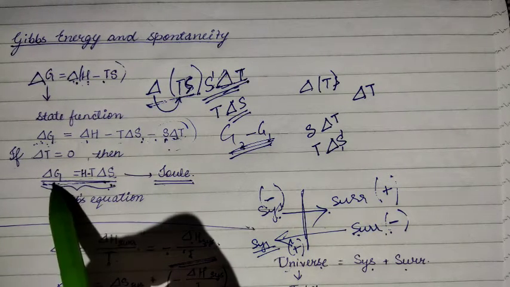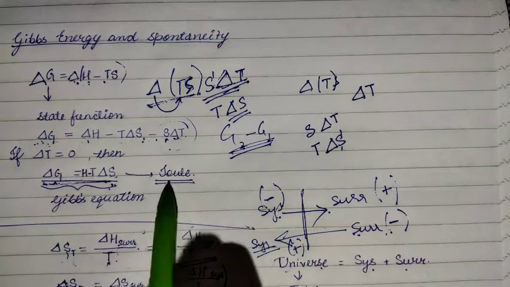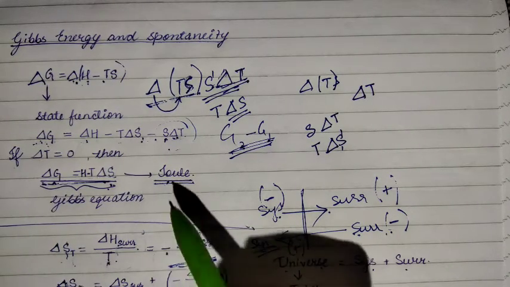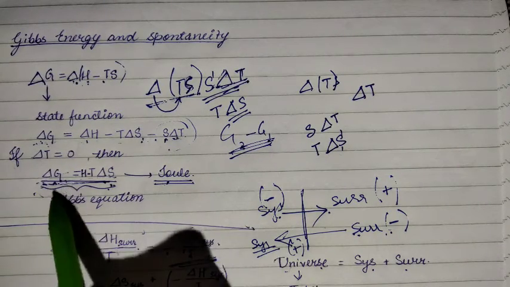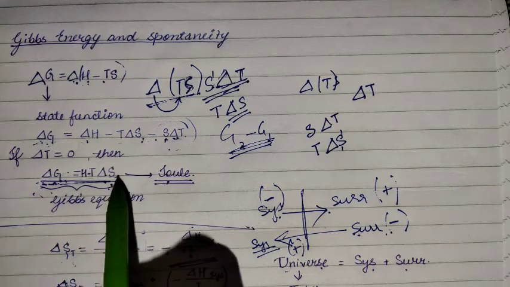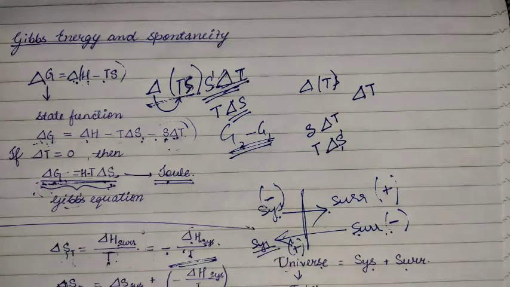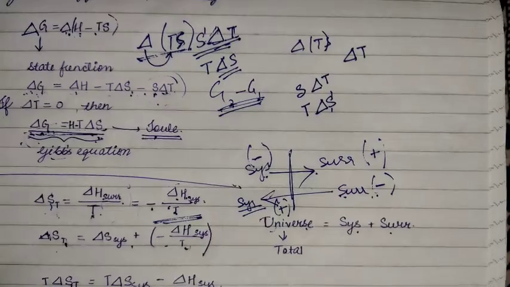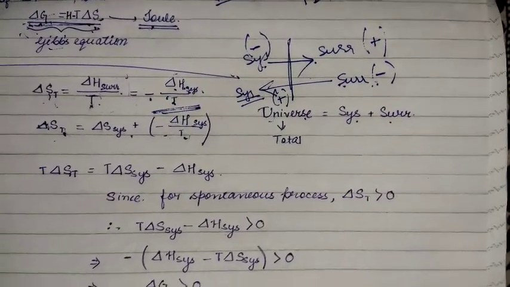Now the unit of Gibbs energy is joule. Okay, so energy is calculated in joules. So this is the Gibbs energy, and this equation, delta G equals delta H minus T delta S, is called the Gibbs equation. Now we will move on to another topic.